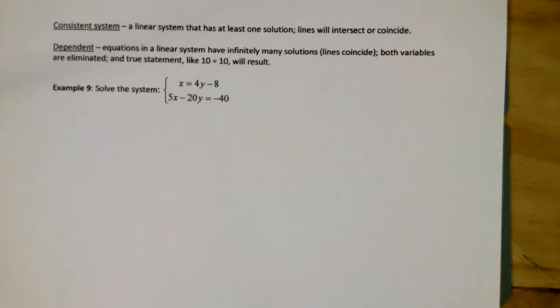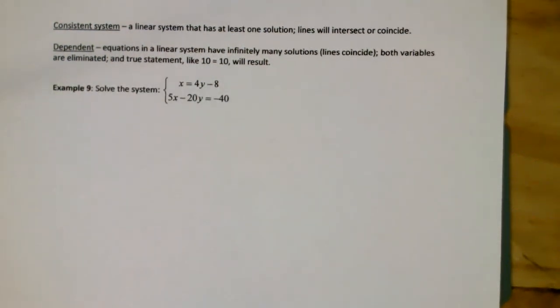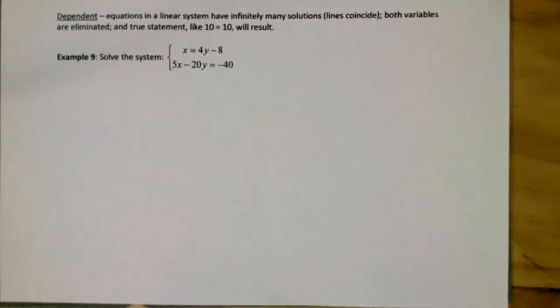Okay. There's also something called consistent and dependent, meaning this. The equations in a linear system have infinitely many solutions where the lines coincide. In other words, one line will lie on top of the other. And this is where both variables are eliminated and you'll get a true statement like 10 is equal to 10. So for such a system like this one, x is equal to 4y minus 8 and 5x minus 20y equals negative 40.